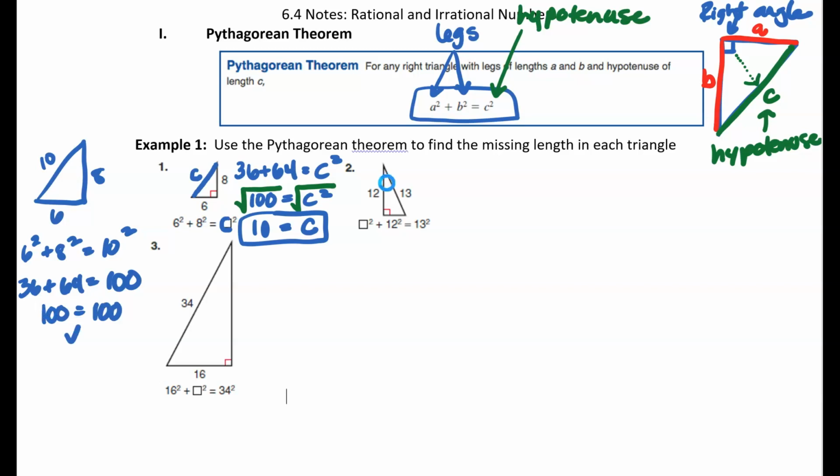So the next one, it looks like we have the hypotenuse is our 13. That goes by itself on one side. And then our legs are going to be 12, and then our unknown. So we could call that unknown A, this side right here, A. So we've got A squared plus 12 squared, which is 144, equals 13 squared, which is 169.